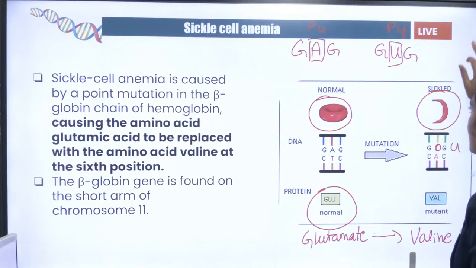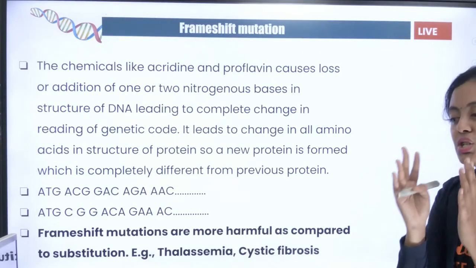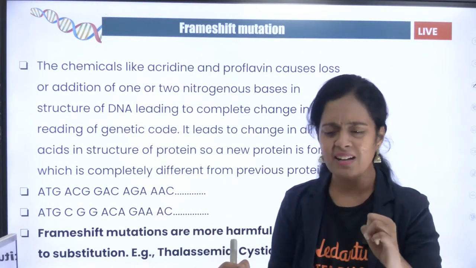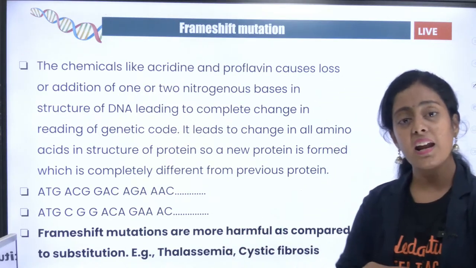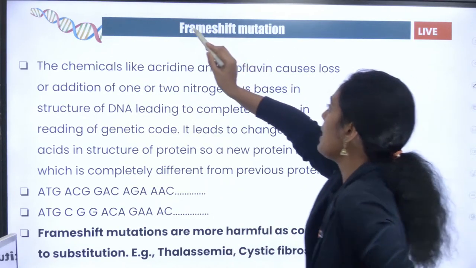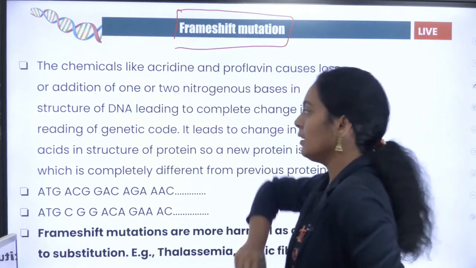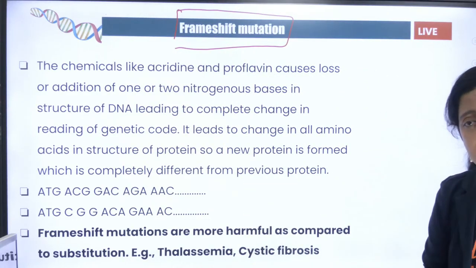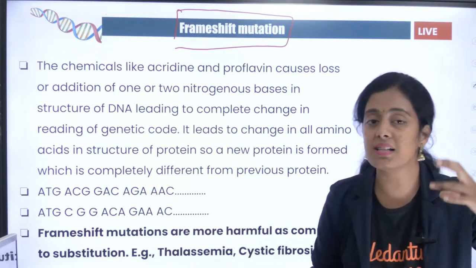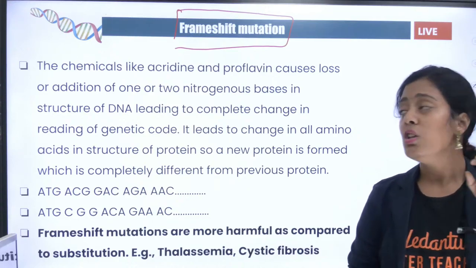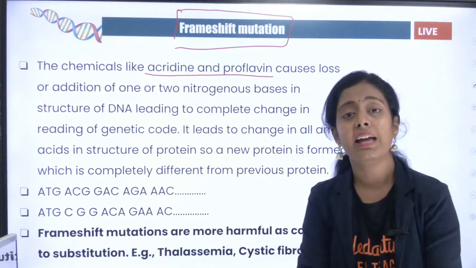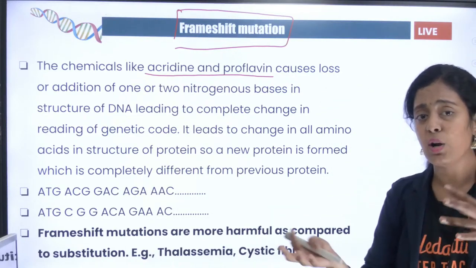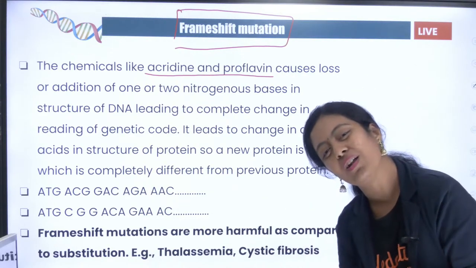Okay, now what we are going to see next is frame shift mutation. Can anyone think about what a frame shift mutation is? What is frame shift, does anyone know? The frame just shifts. So you have mutagens. Already said, mutagens are chemicals that cause mutations, correct? So you have mutagens like acridine and proflavin. Okay, they add one or two bases, or they can even delete one or two bases.